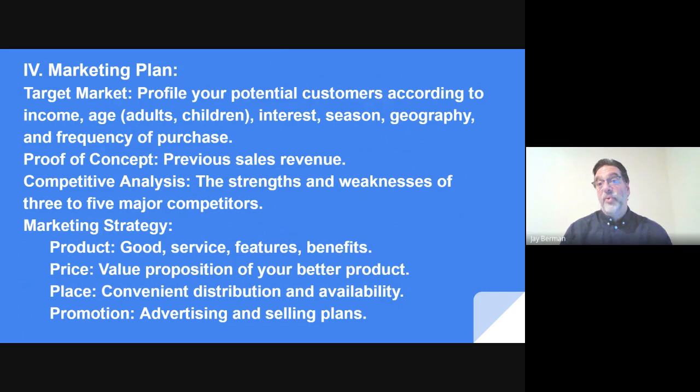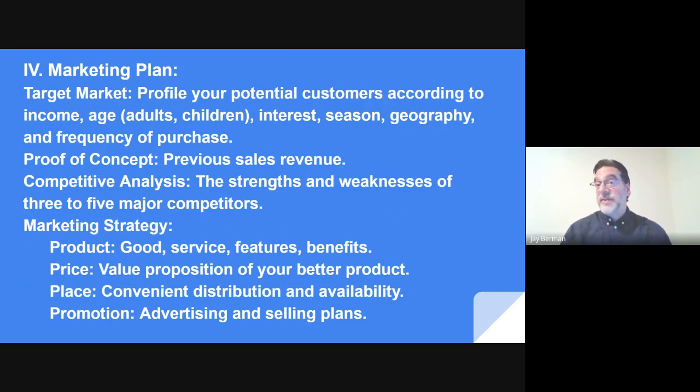Geography, that might be important. Where are your customers going to be located? Are you going to strictly sell locally, or do you plan to sell nationally or internationally? And also frequency of purchase. Is this something you want people to buy on a monthly basis? So maybe you can set up a subscription service, or is this something where people just buy once and they're done and they never come back to you? Therefore, you have to constantly get new customers as opposed to repeat customers.